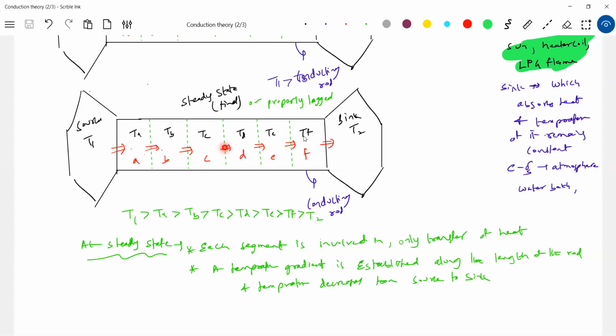Okay, there's a flow of heat. There'll be flow of heat. So what is this arrow? Flow of heat here. So I wanted to learn, okay, on what all factors this flow of heat depends.